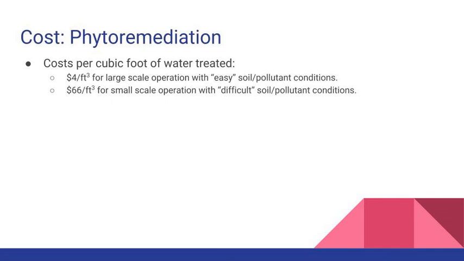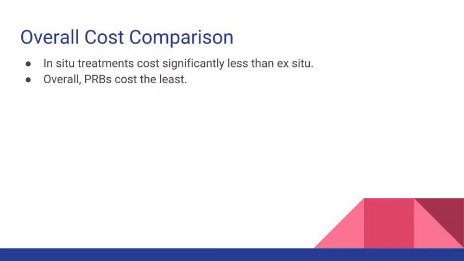It's evident that in situ treatment methods cost significantly less per cubic foot of water treated than ex situ methods. Out of all the methods, the cheapest was permeable reactive barriers, or PRBs, with a very low normalized cost of 3 cents per cubic foot.